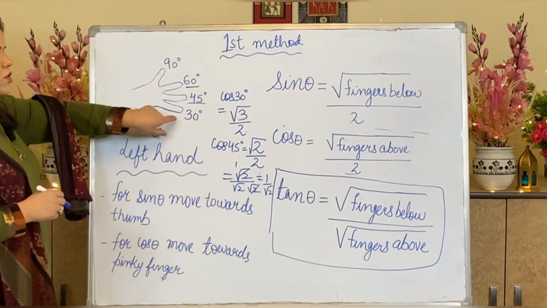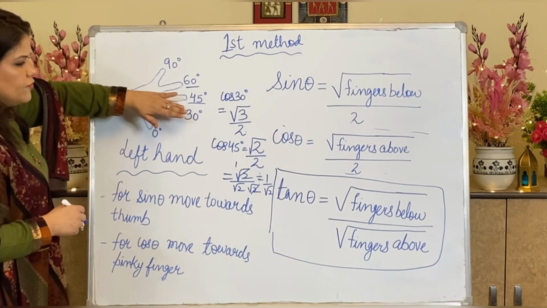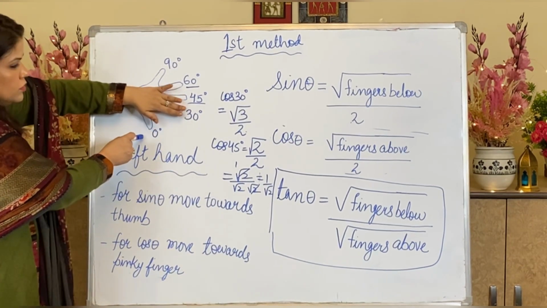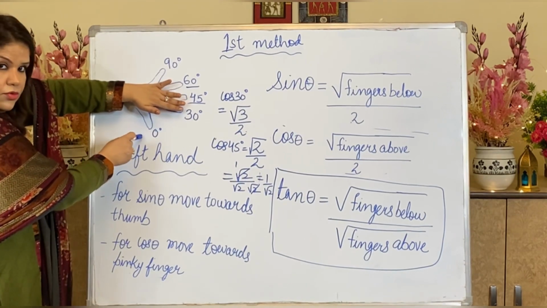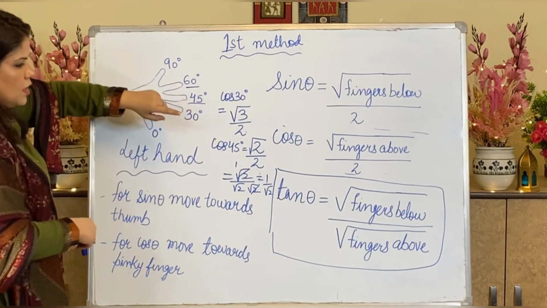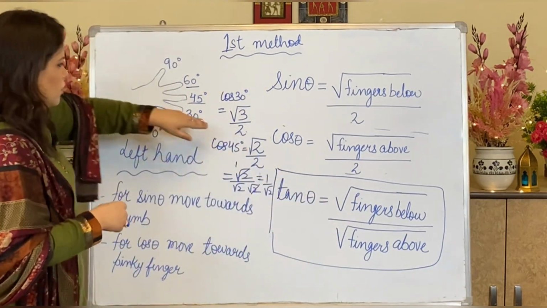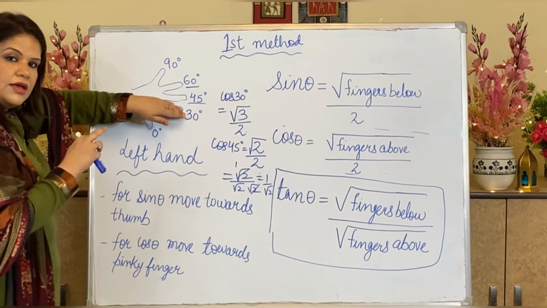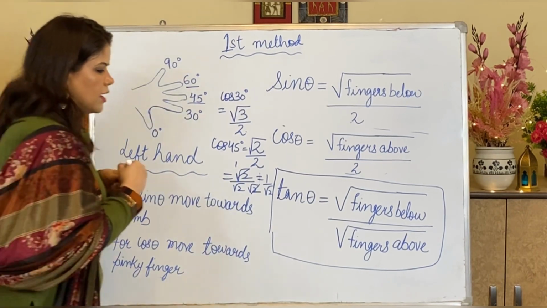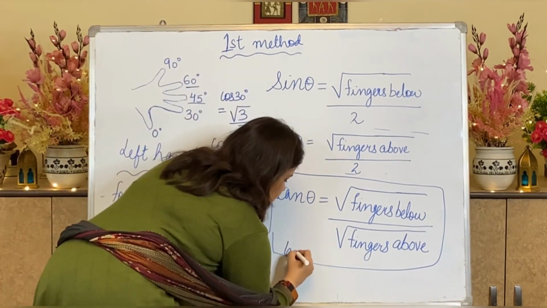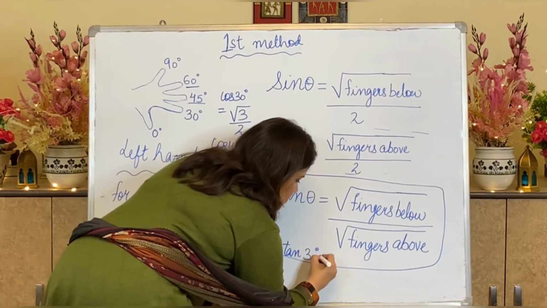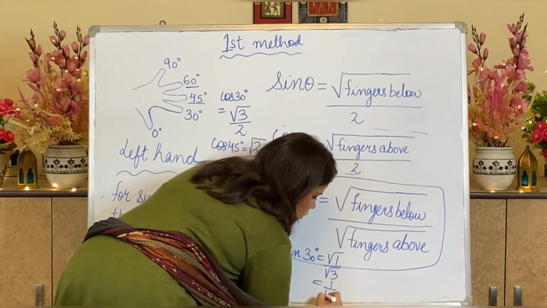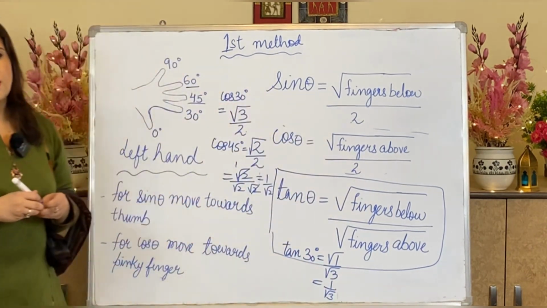If I am taking tan of 30, first of all I will take fingers below. How many fingers are there below 30? 1. So under root of 1 will be 1. Fingers above. 1, 2, 3. So how many fingers are there above? 3. So what will be the value? 1 by root 3. What did I find? Tan theta is under root of 1 upon under root of 3, which is equal to 1 by root 3.